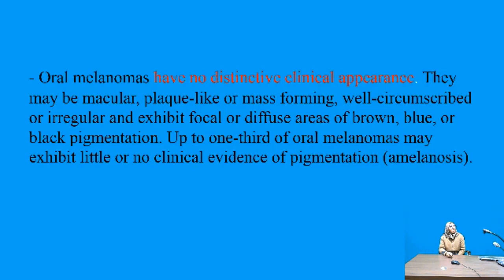Oral melanomas have no distinctive clinical appearance. They may be macular, plaque-like, or mass-forming, well circumscribed or irregular, and exhibit focal and diffuse areas of brown, blue, or black pigmentation. Up to one third of oral melanomas may exhibit little or no clinical evidence of pigmentation, that is to say, amelanotic.